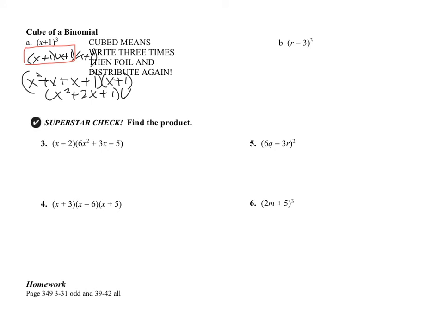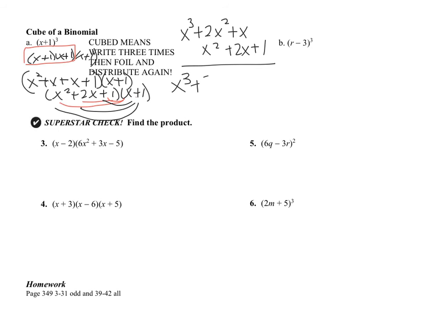And we have to do it one more time. So take x times all three of these terms, and then go back and take 1 times each of those terms. I'll write it up here. So x cubed plus 2x squared plus x. Now I'm going to take 1 times all of these. So x squared plus 2x plus 1. Combine like terms. Remember, when you add and subtract, the exponents stay the same.